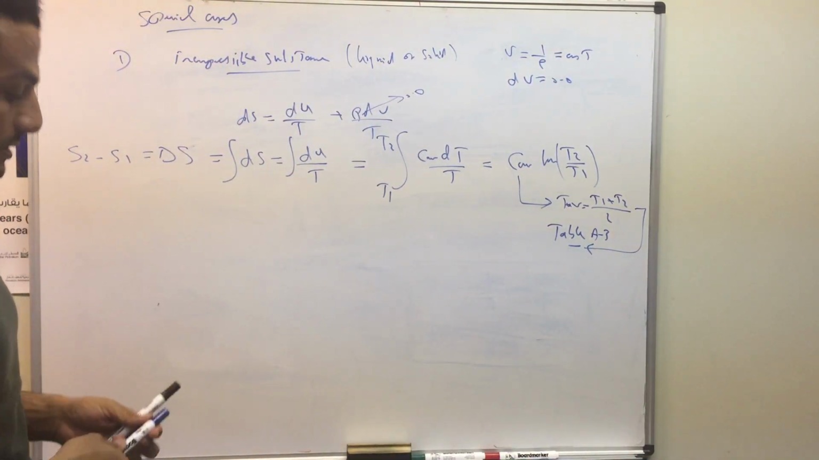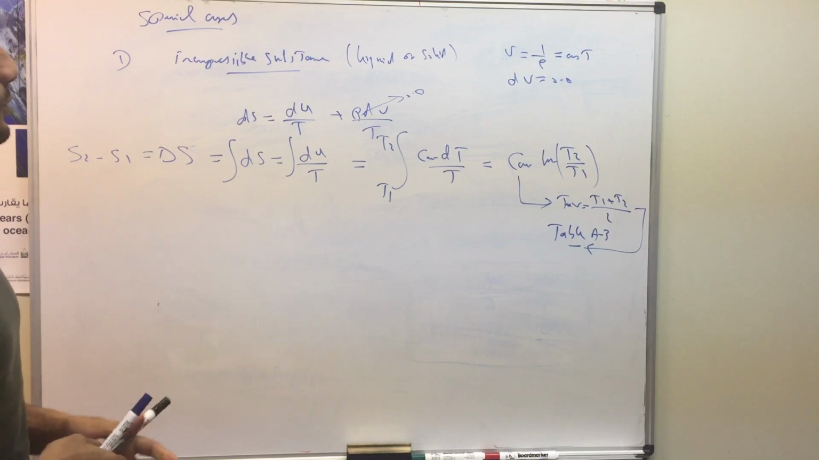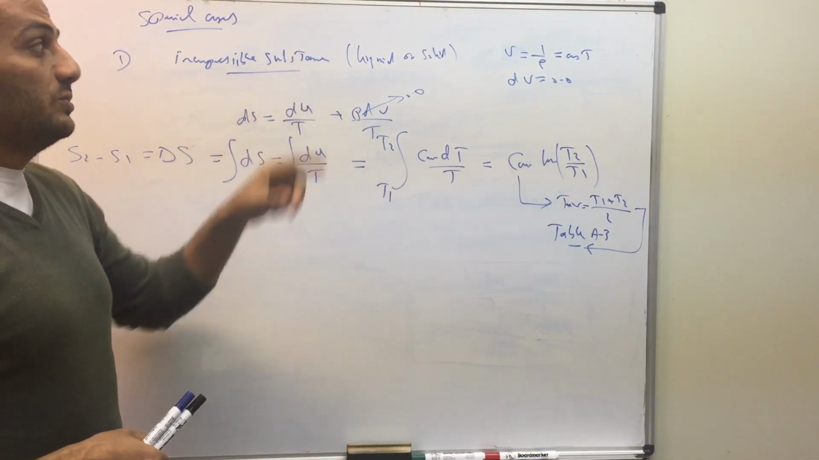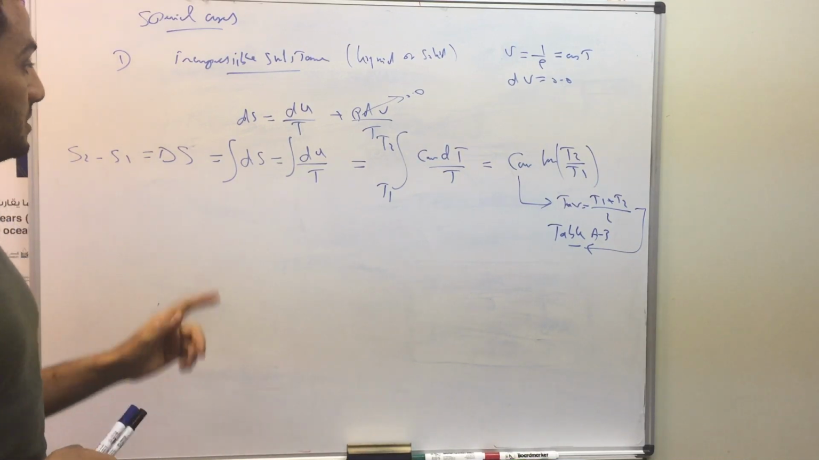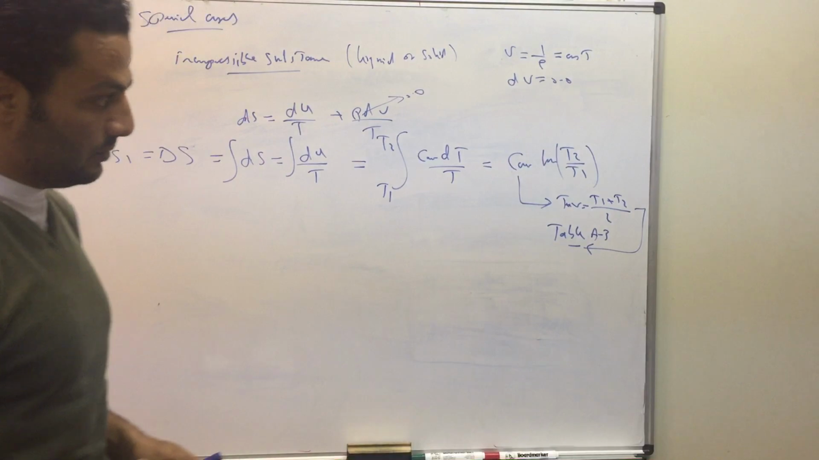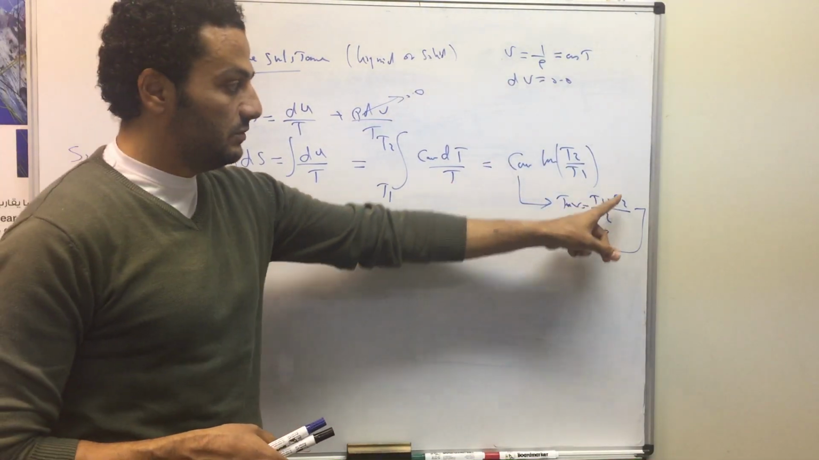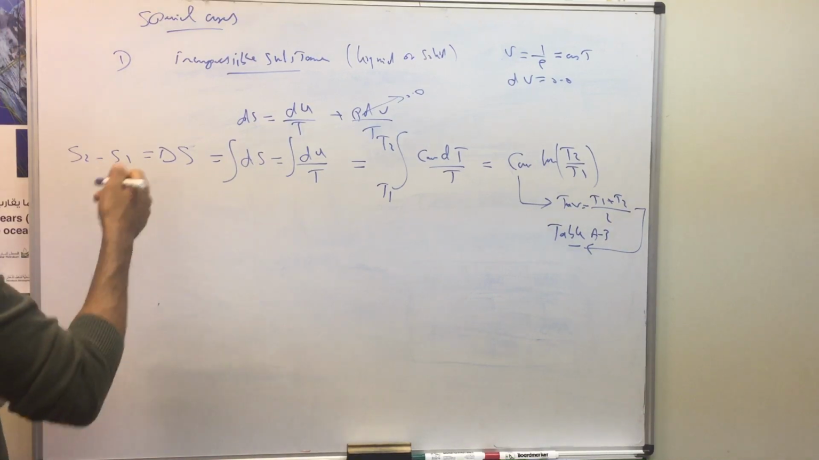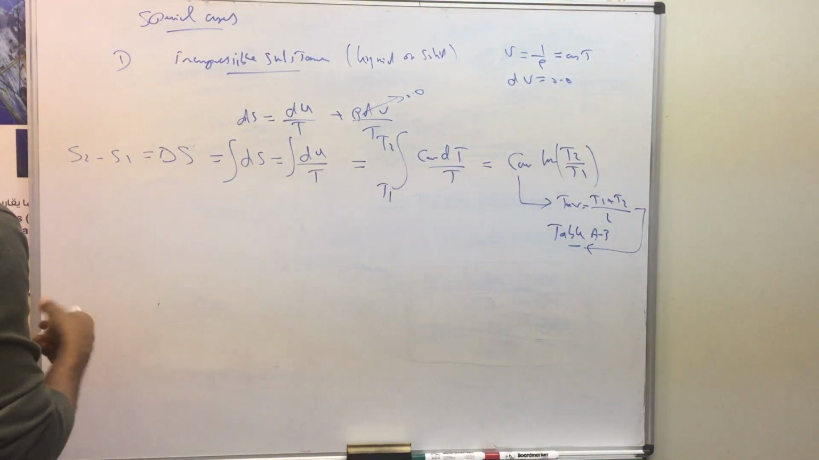So you have to look at any application or any problem to be solved. Look if the working fluid is an incompressible substance, solid or liquid. So in this case we have to apply the equation delta S equal to C average ln T2 over T1. And C average can be calculated at the average temperature from table A3. This is the first special case.